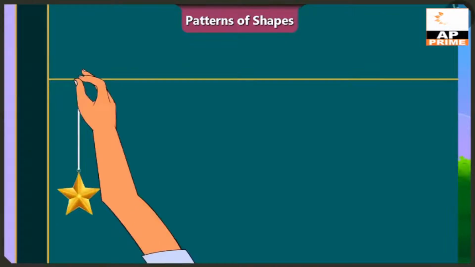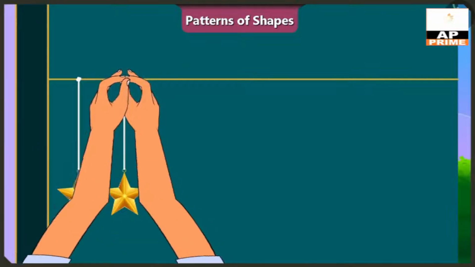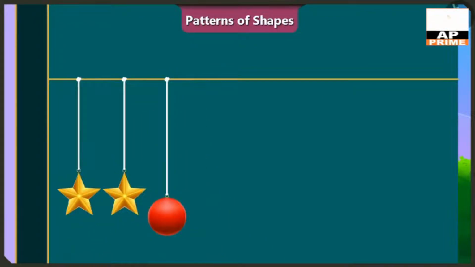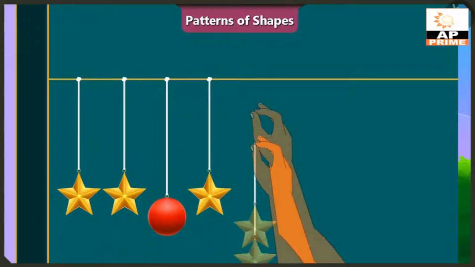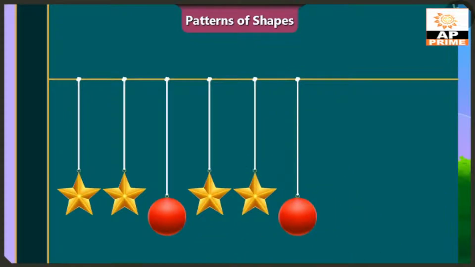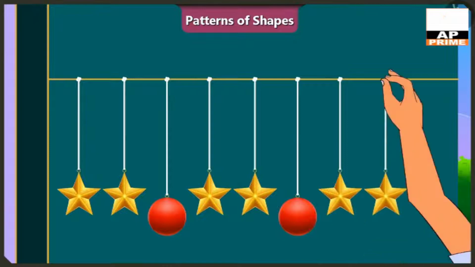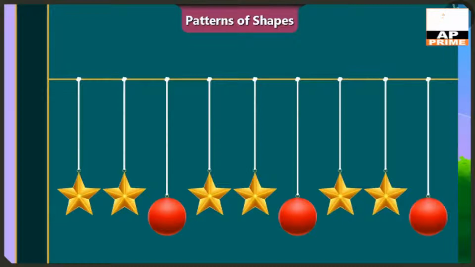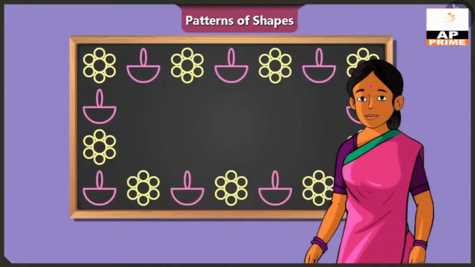We can put 2 stars and a spear on a strong thread like this. Yes, and then we can put 2 stars and a spear like this again. And we can continue with this pattern. Yes, and now the toran is complete by repeating this special pattern. The pattern of this toran is really beautiful. Very good. Both of you have decorated the door beautifully. Thank you, ma'am.